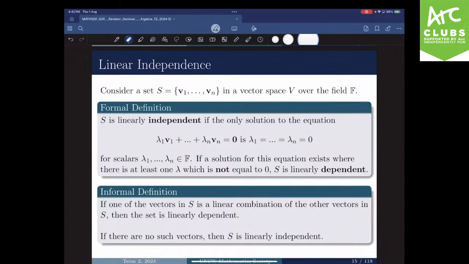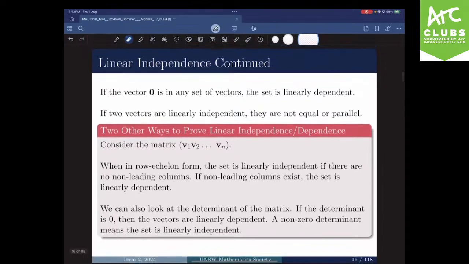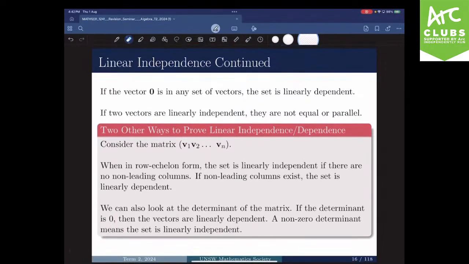And there's the informal definition. If there exists a vector in S that is a linear combination of the other vectors, then the set is linearly dependent. And if there are no such vectors, then S is linearly independent. So it's just a few definitions. I'm sure you've seen them before. And a few other things: if we have the zero vector in any set of vectors, then the set is linearly dependent. And if two vectors are linearly independent, they are not equal, nor are they parallel.